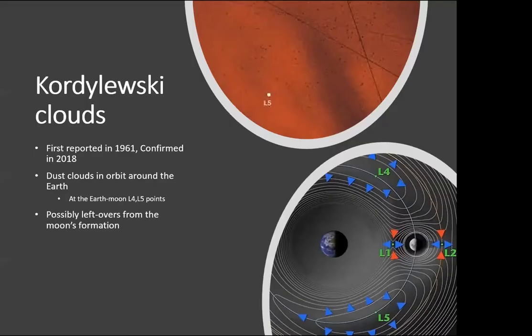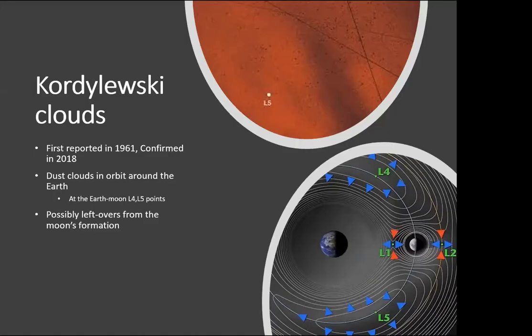Now, these clouds, they were first reported in 1961 by the Polish astronomer Kordylewski, but they've only just been confirmed by observations in 2018. And there was a paper published that I was reading just a couple of months ago about this that made me get very interested in looking at all this space dust. Because one of the potential sources of this dust is that it's leftovers from the formation of the Moon.